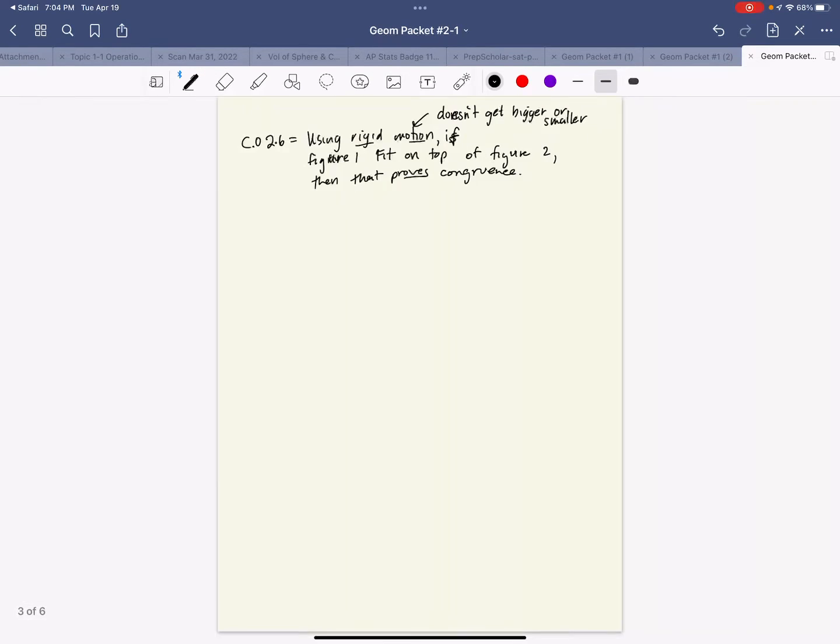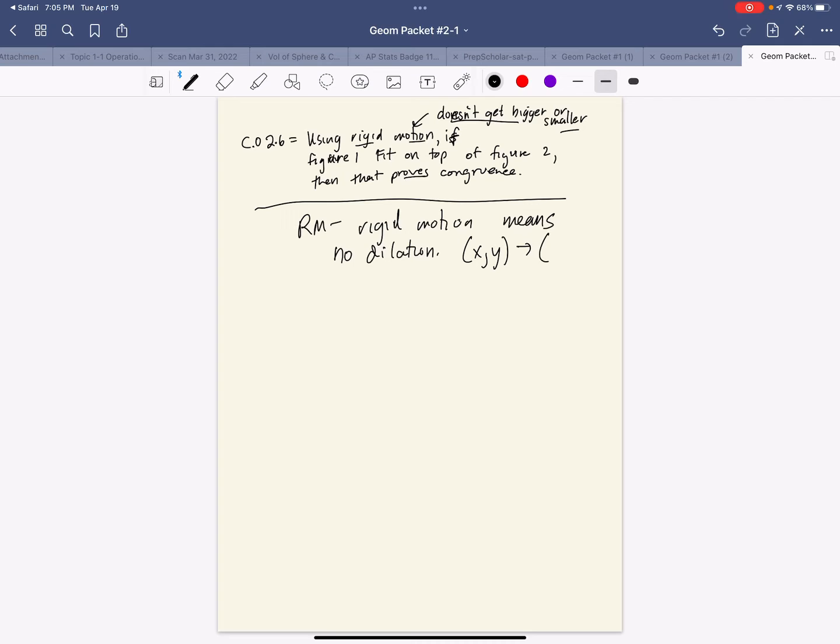Okay, so I'm going to go to my notes. Rigid motion means doesn't get bigger or smaller. So that means no dilation. So that means when I see my x and y coordinate, I don't want it twice as big. So I want not this. Okay, what would rigid motion look like?